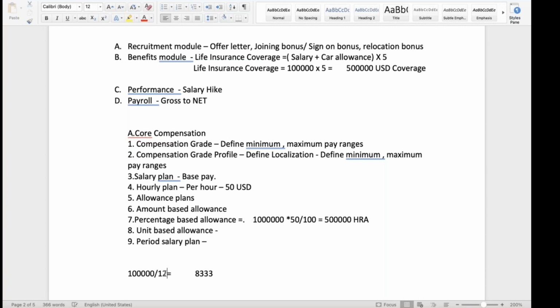Or some companies will give the 14th month salary. So for the 14th month salary, again 1 lakh divided by 12, 8,333, multiplied by 2, somewhere 16,666 change. That is the period salary plan. And remember, this is not a standard one. It is completely based on the country-specific requirement.